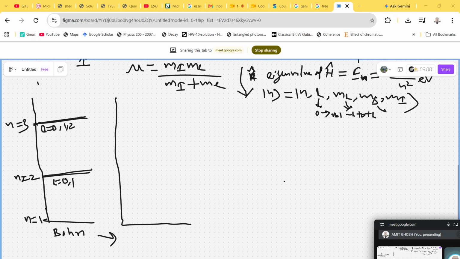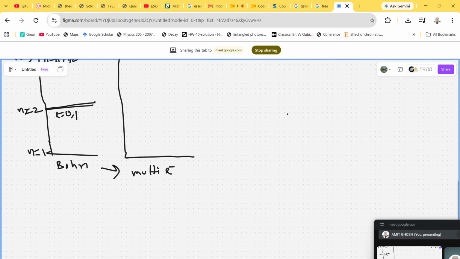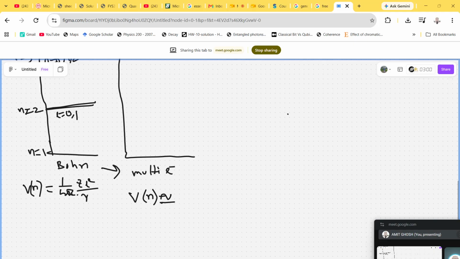Okay, so there is only one electron in hydrogen. Now we go to multi-electron. In multi-electron, what do you have? You have potential energy V(r). It doesn't look like 1 by r now. In this case, V(r) was 1 by 4 pi epsilon 0 Z square by r, so the 1 by r dependency was there. Now that dependency is removed because now we have many electrons.